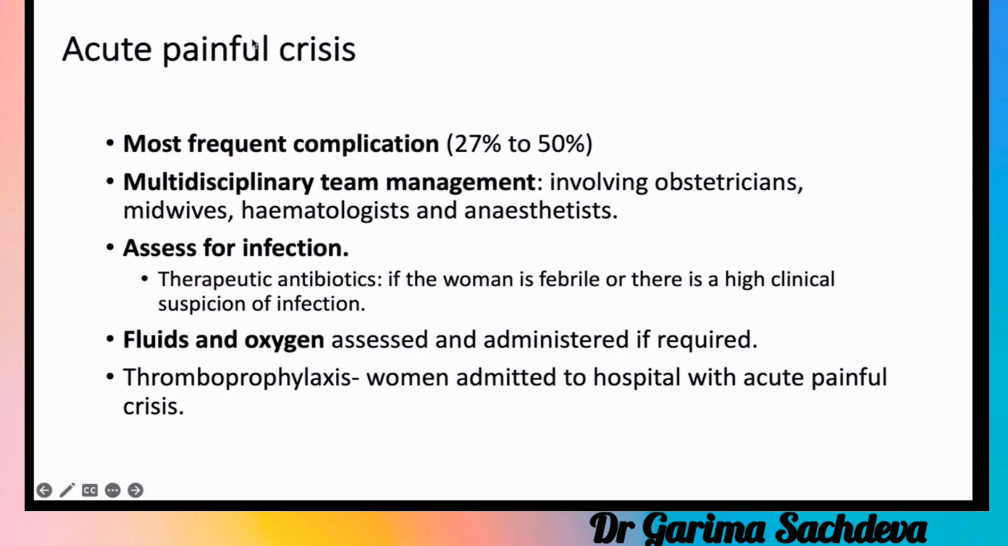Management of acute painful crisis is one of the most common complications occurring with sickle cell disease, seen in 27 to 50% of cases. You have to involve the multidisciplinary team, which includes obstetricians, midwives, hematologists and anesthetists. You have to assess them for any infection, and if it is there, give antibiotics, fluid and oxygen. Thromboprophylaxis has to be assessed and given once the patient is admitted.